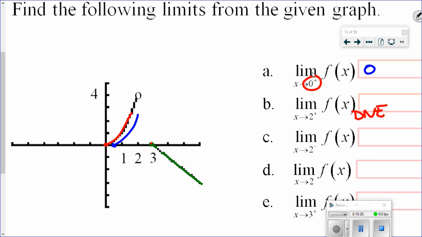But if we come to 2 from the negative side, going towards 2 from the negative side gets closer and closer to 4. There's an open circle there, but remember the open circles really don't matter much.